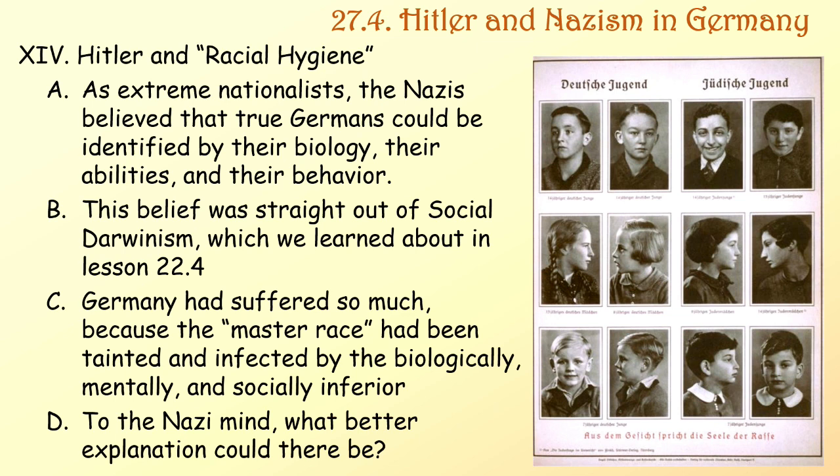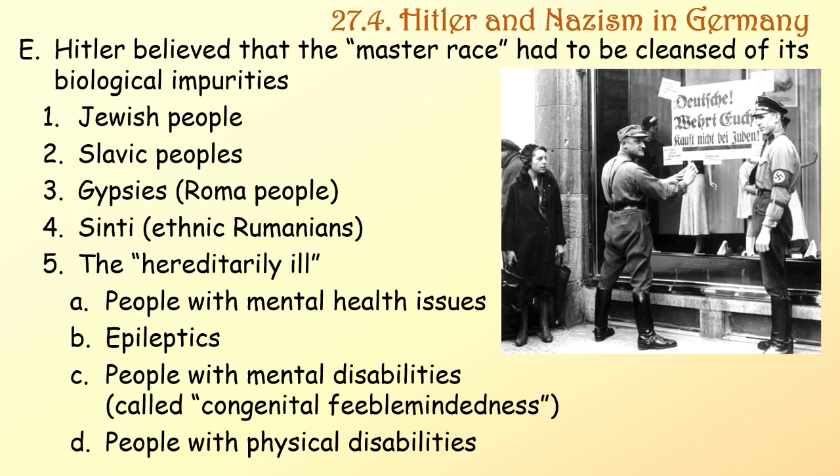Germany had suffered so much because the master race had been tainted and infected by the biologically, mentally, and socially inferior. To the Nazi mind, what better explanation could there be? Hitler believed that the master race had to be cleansed of its biological impurities: Jewish people, Slavic peoples, Gypsies, in other words, Roma people, Sinti, ethnic Romanians, the hereditarily ill, that's people with mental health issues, epileptics, people with mental disabilities called congenital feeble-mindedness, and people with physical disabilities.